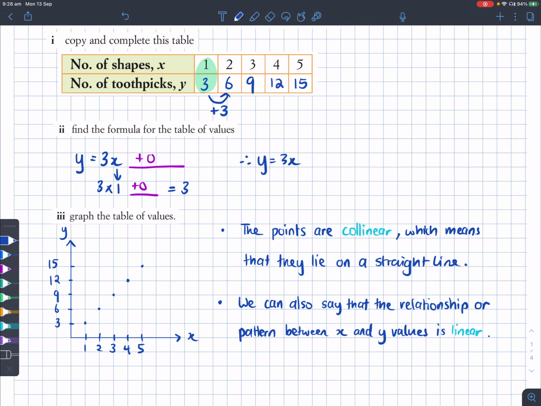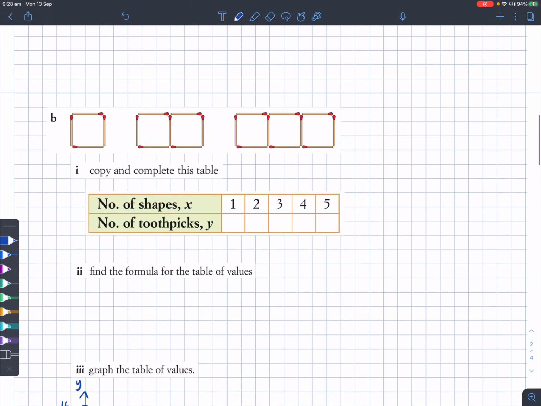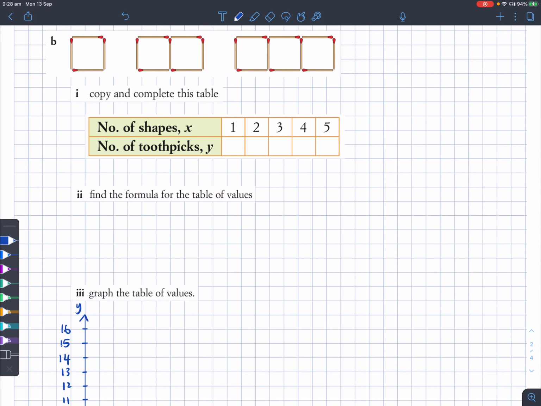Right, let's now have a look at the next question. Question B. Let's copy and complete the table. So for the number of shapes, x equals 1, which is the one square, we have 4 matches. And then for the next 2 squares, we have 1, 2, 3, 4, 5, 6, 7. Or you can simply see this as the first square added with 1, 2, and 3 matches. So you can basically take the number of toothpicks for 2 squares here and add another 3.